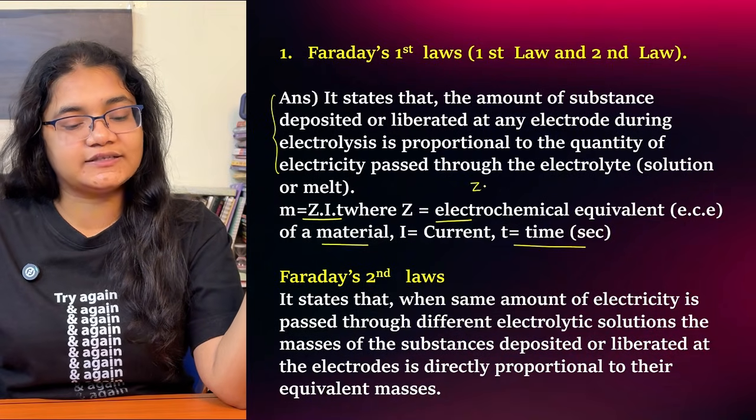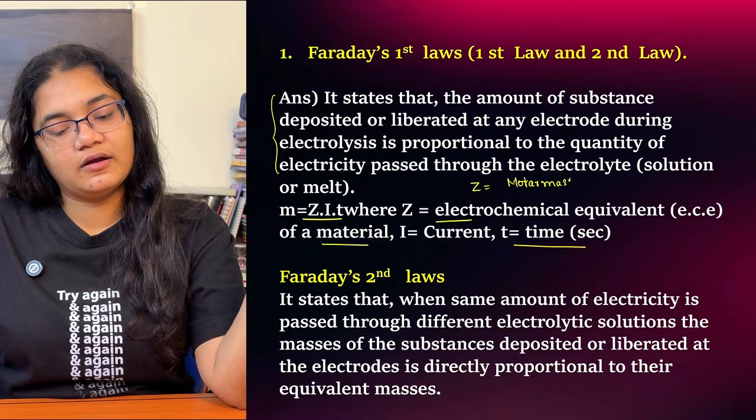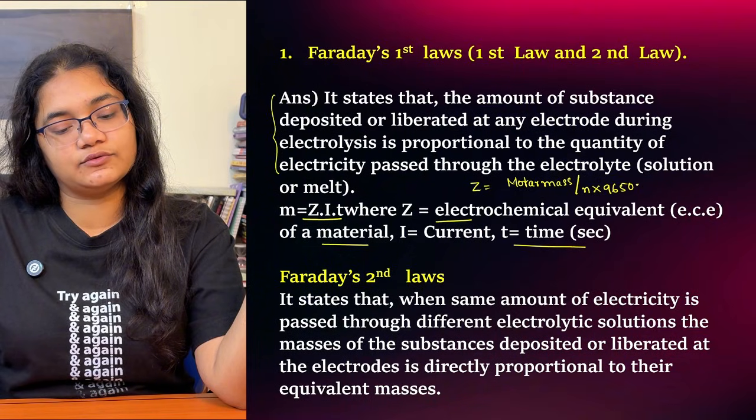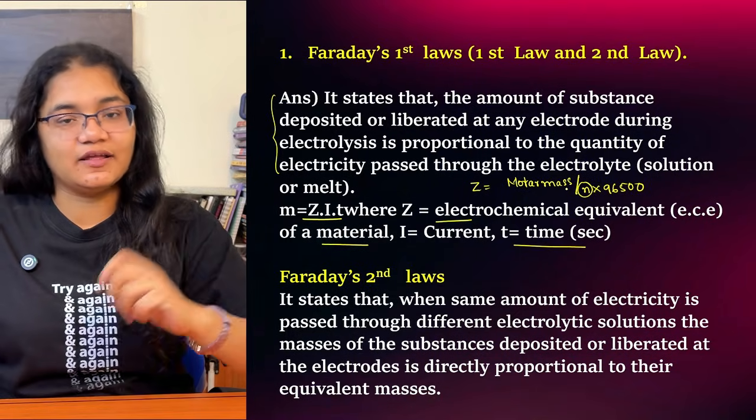Now how do we calculate Z? Z is equal to molar mass divided by n into 96500. And what is n here? n here is the number of electrons exchanged in the reaction.